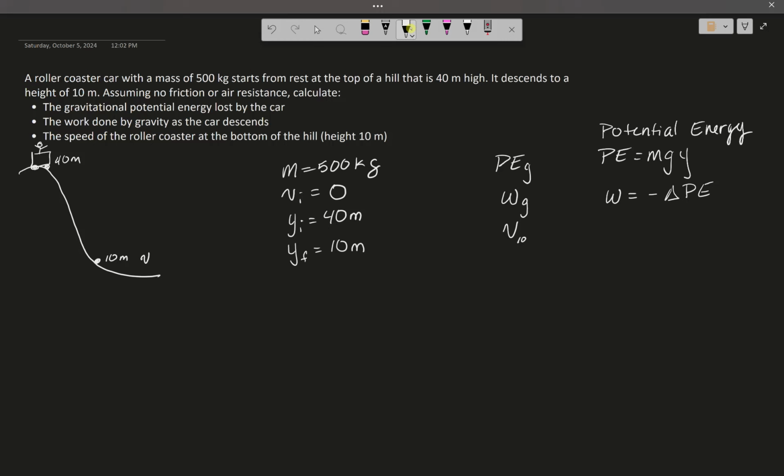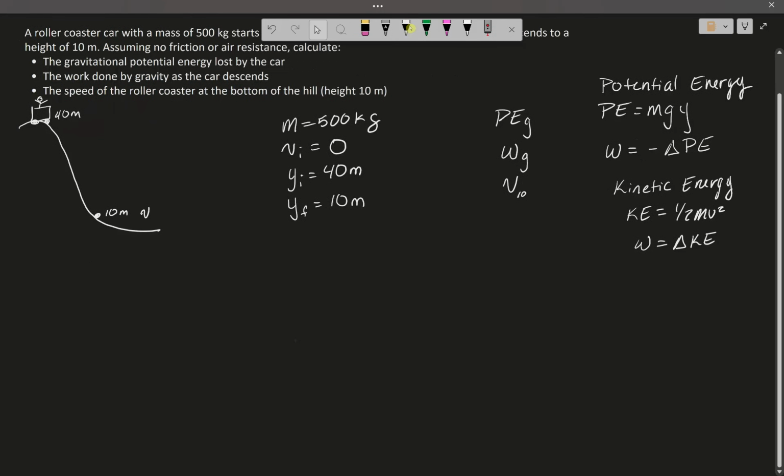We also want to find the speed of the roller coaster at the bottom of the hill. This is going to involve some amount of kinetic energy to solve this, because kinetic energy is 1/2 mv squared. That's where we'll get our velocity. And if we recall, we can also set work equal to a positive change in kinetic energy.